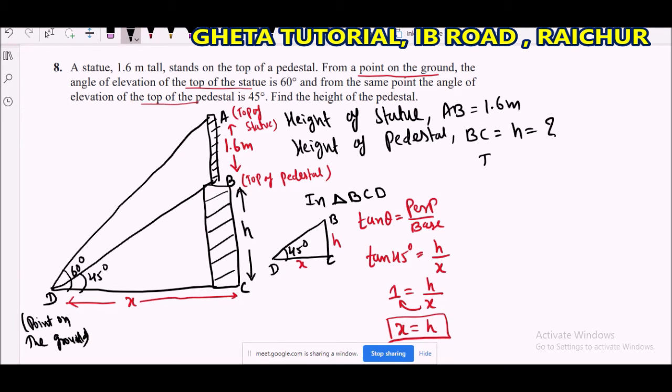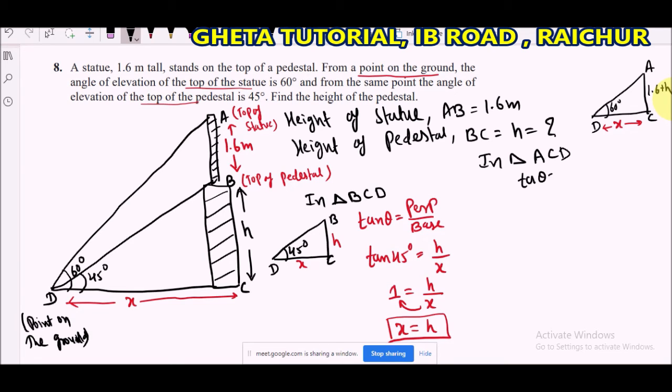The next triangle is ACD, the whole triangle we should take. In this triangle we have height and base. So here A, C and D. This is called X. Tell me, what about the AC? Yes, 1.6 plus H, exactly correct. So here the angle is 60 degree.